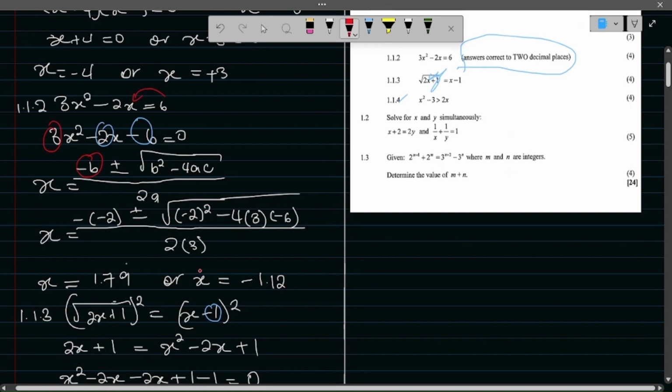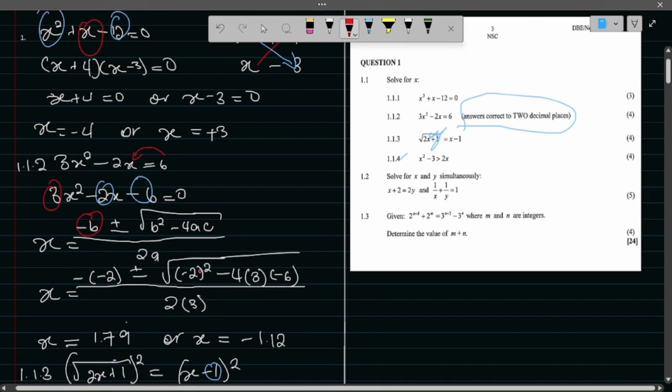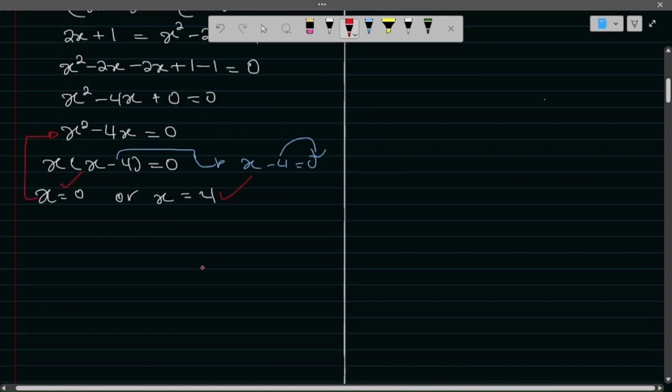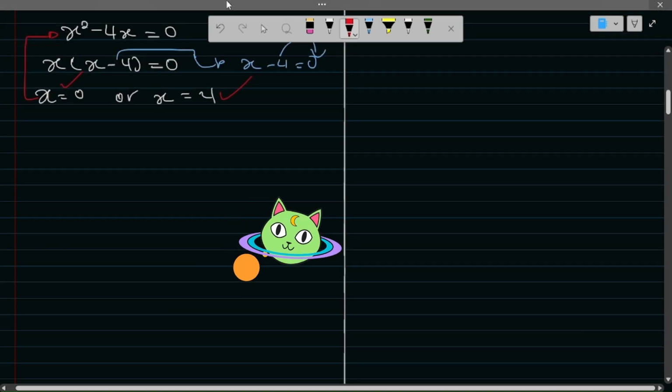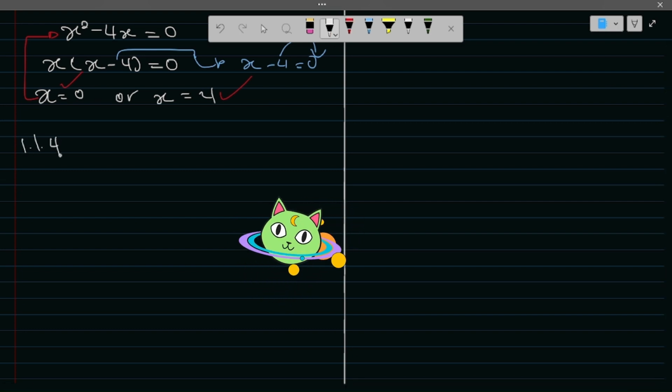So our fourth question says x squared minus 3 is greater than 2x. This is 1.1.4. It says x squared minus 3 is greater than 2x, right?